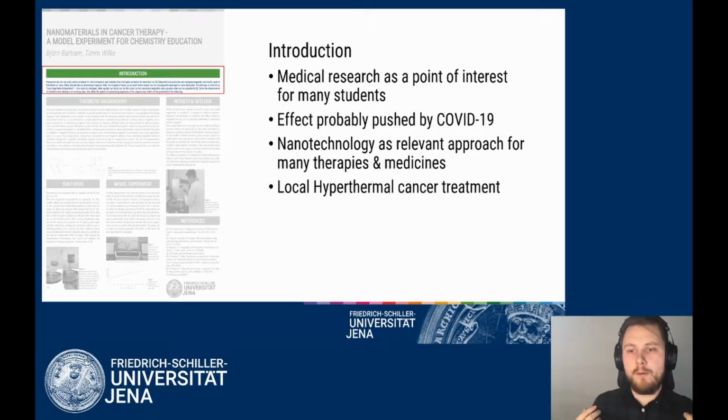for Alzheimer's disease, for multi-resistant germs. There are many diseases in which nanotechnology could take a relevant approach. Local hyperthermia cancer treatment is one way to go.